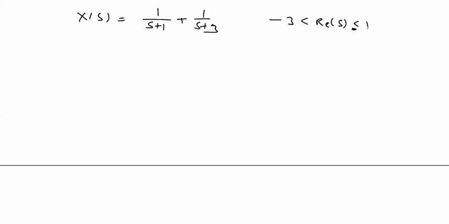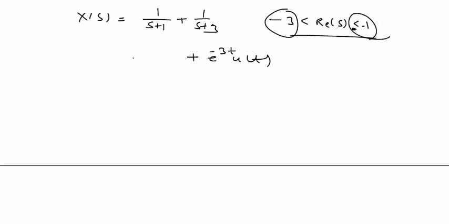Last case, if X(s) is, again I rewrite this expression, and now our ROC is in the range of minus 3 to minus 1. It means it is greater than minus 3, so the greater condition is applied here, and less than minus 1, so the less condition is applied here. Minus e power minus t u of minus t, x(t).